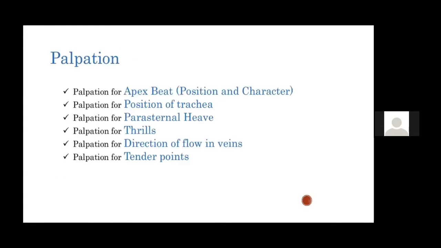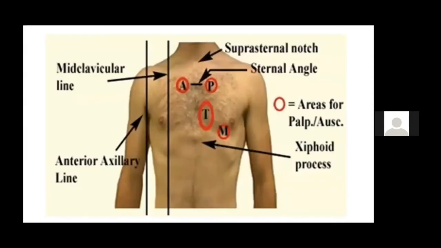Now, coming to the palpation of the cardiovascular system, the most important thing lies in the apex beat, and that is our main topic of discussion today: to palpate the apex beat, to palpate the parasternal heave, to palpate the thrills, and you also have to palpate for the direction of flow in the veins and palpate for any tender points. Now, these are the various areas which I showed you. You should always look in inspection and palpation: suprasternal notch, sternal angle, right and left sternal angles.